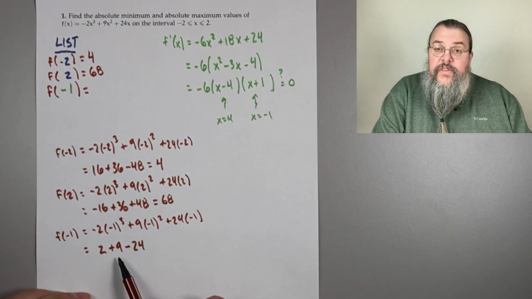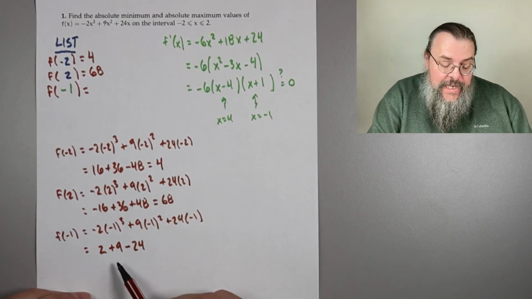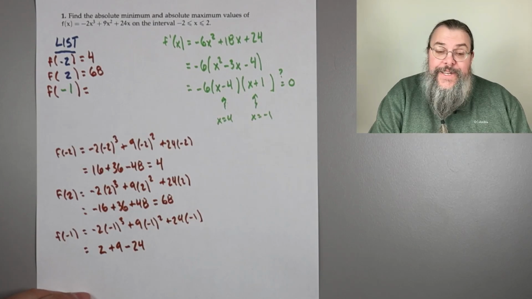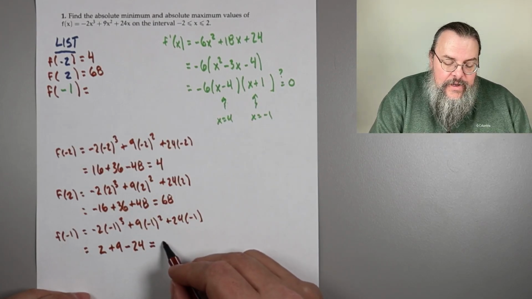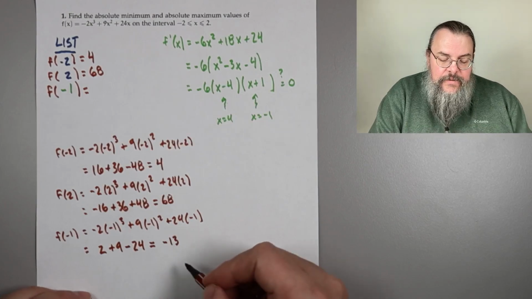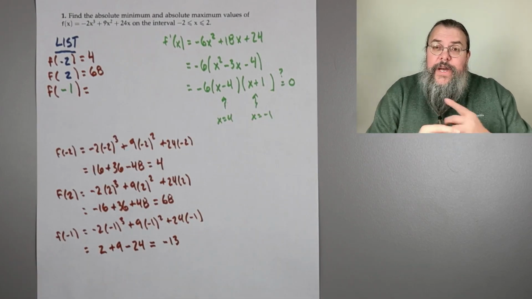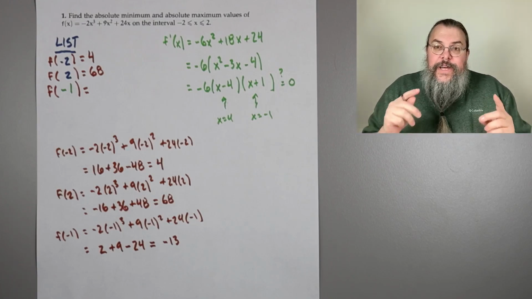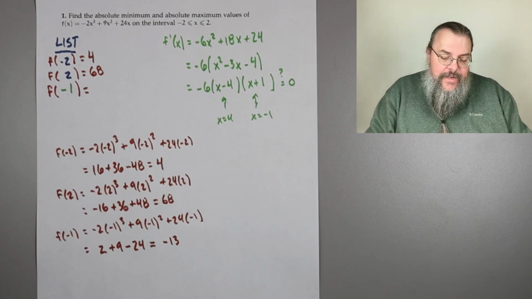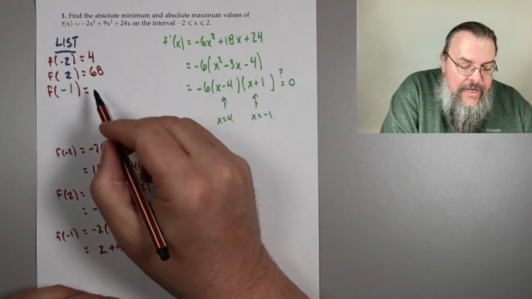So we have 2 plus 9, which is 11. Then we're subtracting 24. And 11 subtract 24 is -13. If you like, think of it the other way. What if I asked you for 24 subtract 11? You're like, oh, 13, right? Well, that's the negative of our answer, right? We just flipped the sign and everything. Okay, so -13.